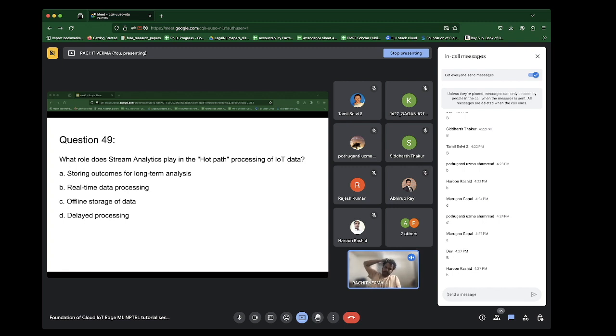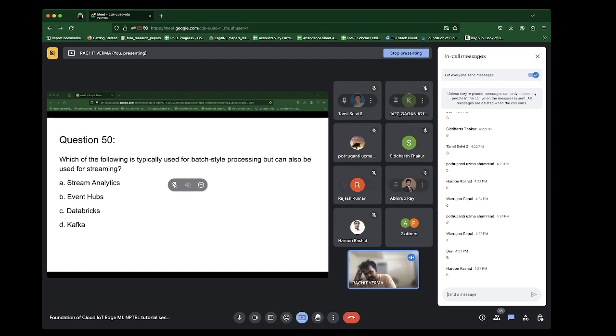So you can do offline storage of data. Stream analytics is not used for data storage, it's used for analytics in real time. That is why the word stream is in it. We don't really want to introduce delays because we want everything to happen very fast.